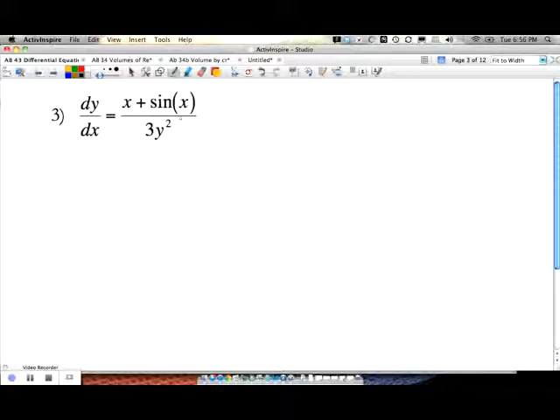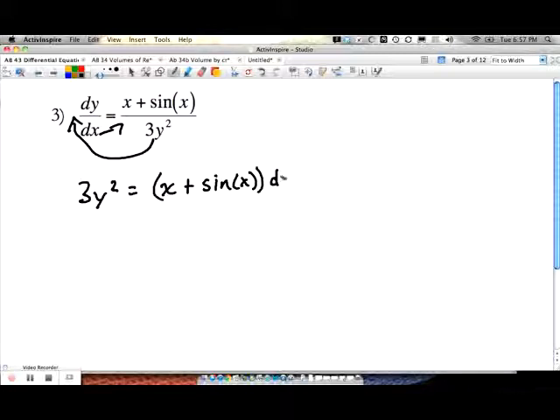Alright, this one looks a little more complicated, but it's not. It's really not. We treat it just the same. We move this dx up with the x's. We move this y up with the dy. That gives us 3y squared equals x plus sine of x all times dx. And this over here has a dy. So we're going to take the integral of both sides. Let's do each one individually here.